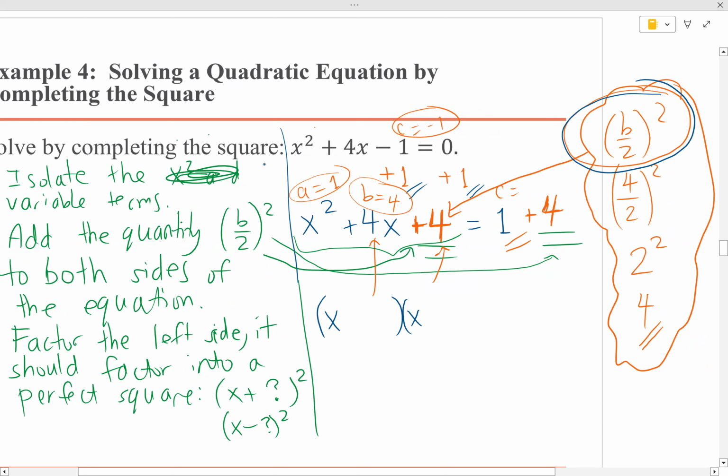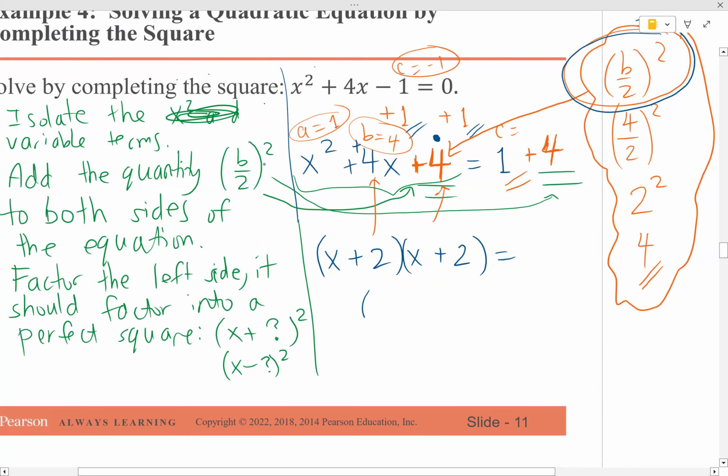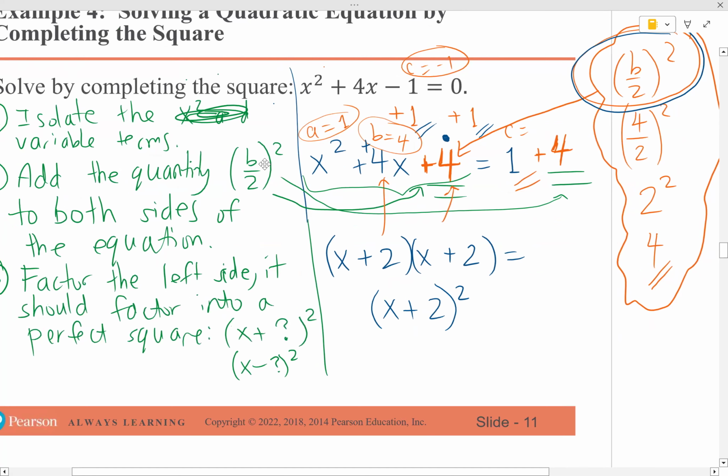I'm going to factor this. I need two numbers that multiply to make 4, but add up to 4. I think that would be 2 and 2, right? 2 times 2 is 4. 2 plus 2 is 4. And since it's the same binomial twice, I can write it as that guy squared. All right, and then the right side, it's pretty clear what to do there.